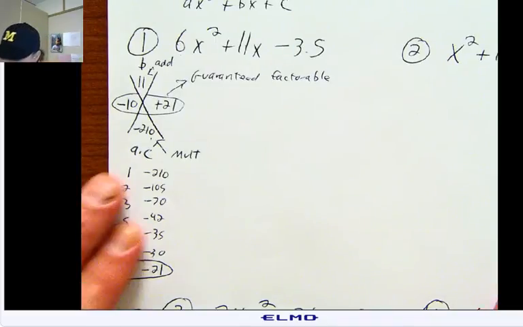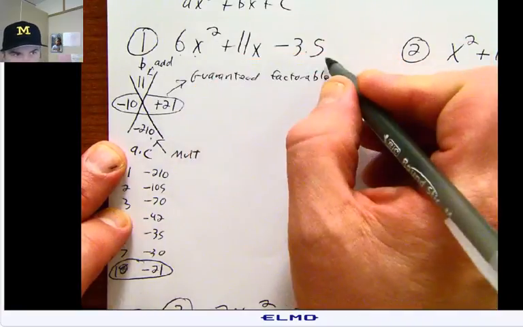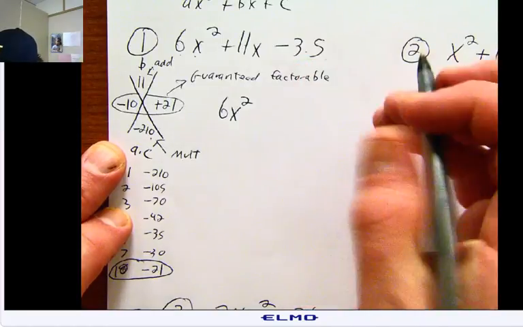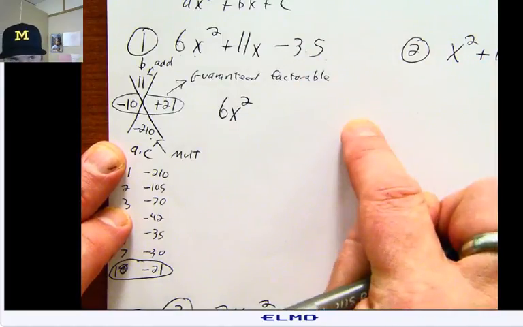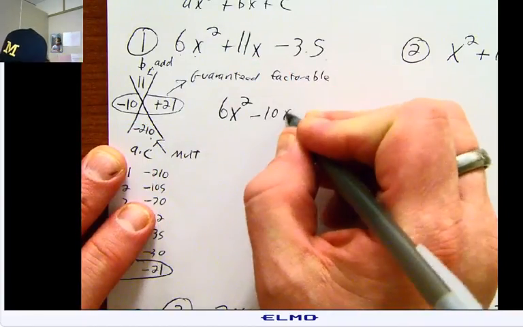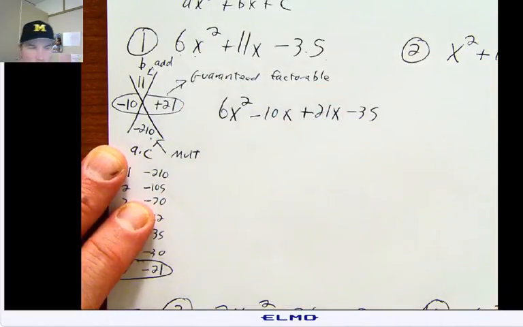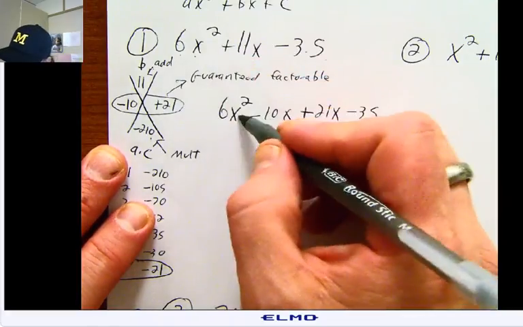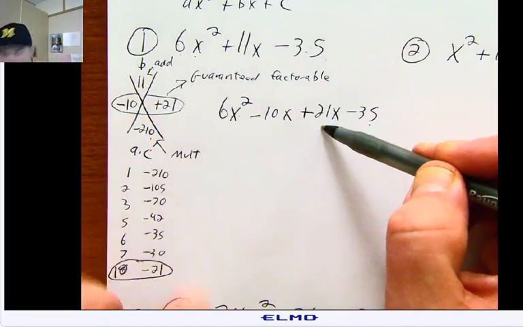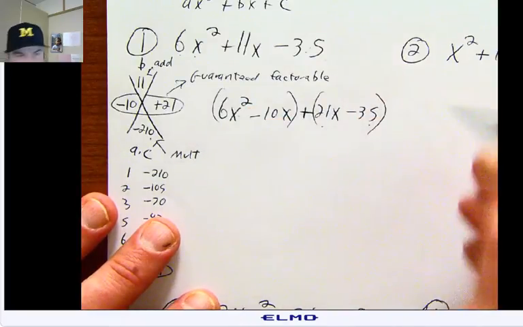And that's nice. Anyway, this is what we're going to do with those two numbers. I'm going to rewrite this statement here. I'm going to keep the 6x squared, I'm going to keep the negative 35 at the end, but in the middle, I'm going to break up the 11x to be negative 10x plus 21x minus 35. So the 6x squared stayed the same, the negative 35 stayed the same, only the positive 11x got broken up into these two terms. Then put parentheses around the first two terms, parentheses around the last two terms.